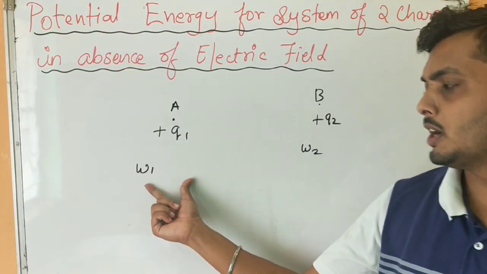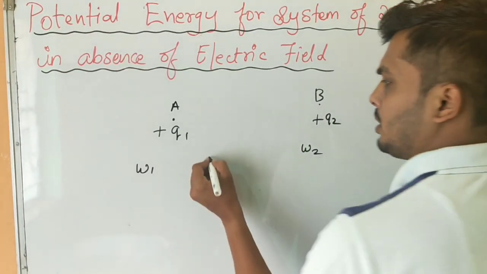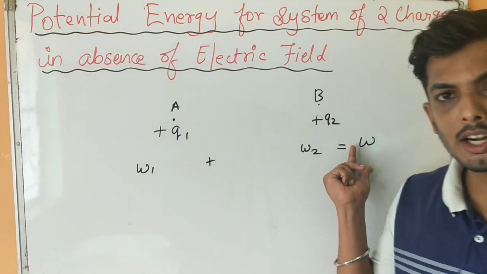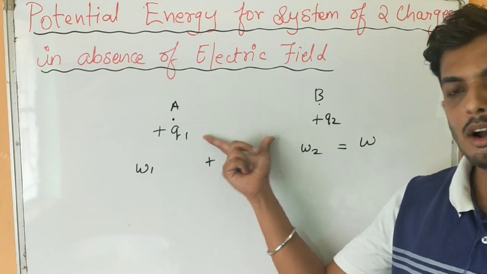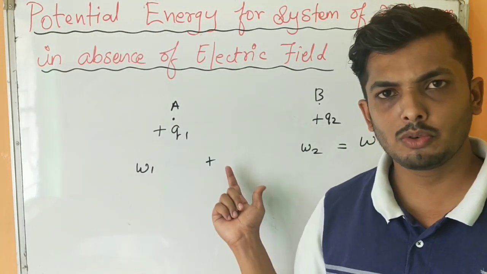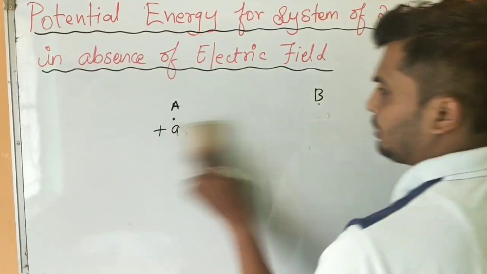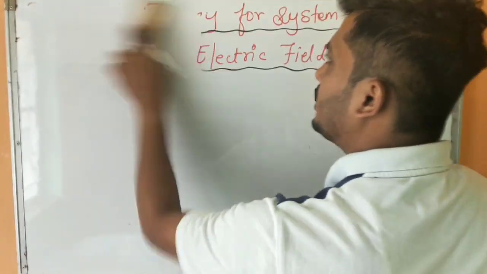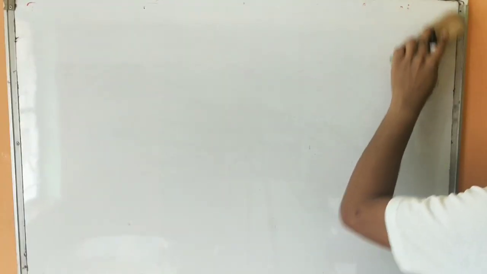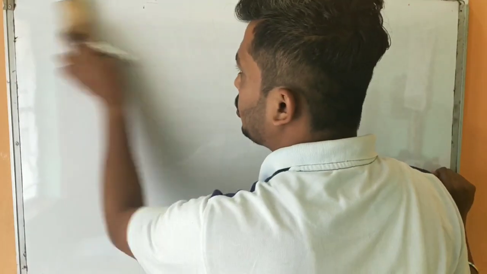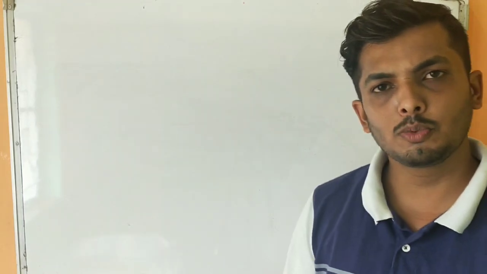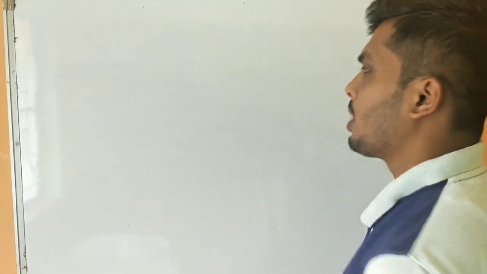So what will I get? I will add these two works, W1 plus W2, so that I'll get the net work, that is W. So the amount of work done is nothing but the potential energy possessed by these two charged particles. So have you understood the consideration of what we are doing? Yes. So students, one by one we will find the work done by the charged particle Q1 and the work done by the charged particle Q2. Then I will add up and I will get the total work done. And once I get the total work done, I am going to get the potential energy possessed by those two charged particles.